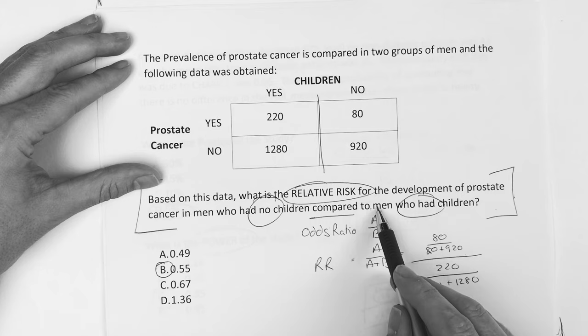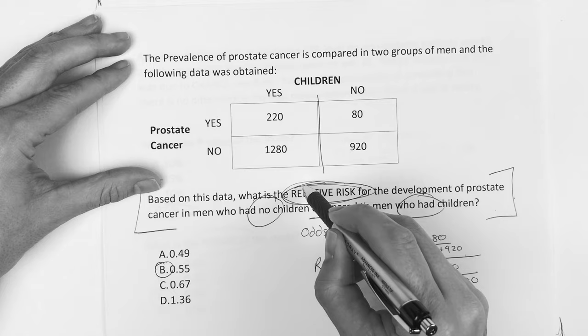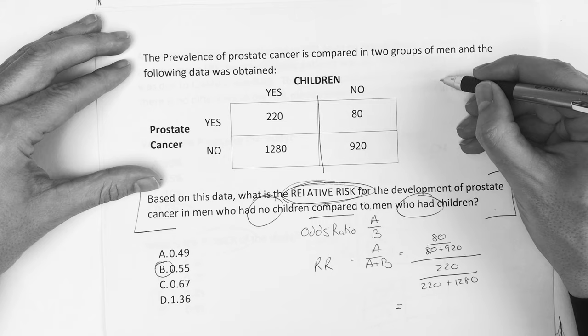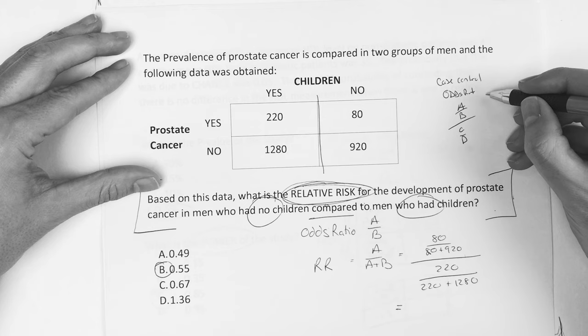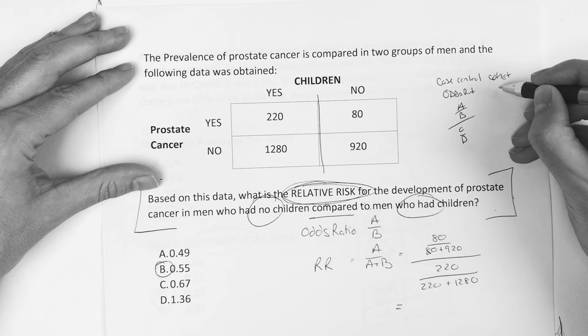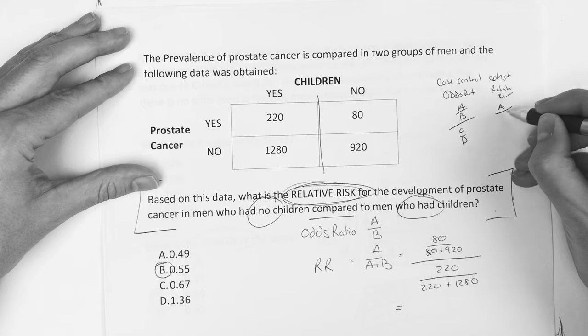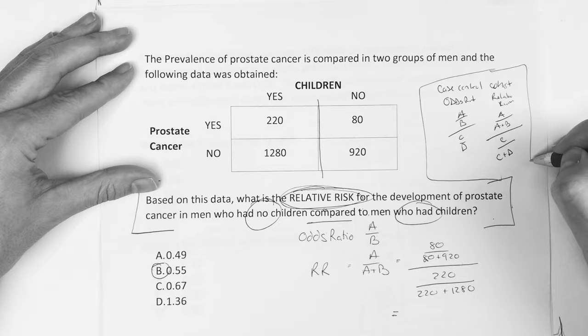When I say left to right, it's whatever they mention first goes on top. Now, first of all, relative risk, right? If I said case control, that's associated with odds ratio, and that's one number over one number. If I said a cohort study, that's also associated with relative risk, and that's one number over two. Know the difference. Be able to recite that like the back of your hand.